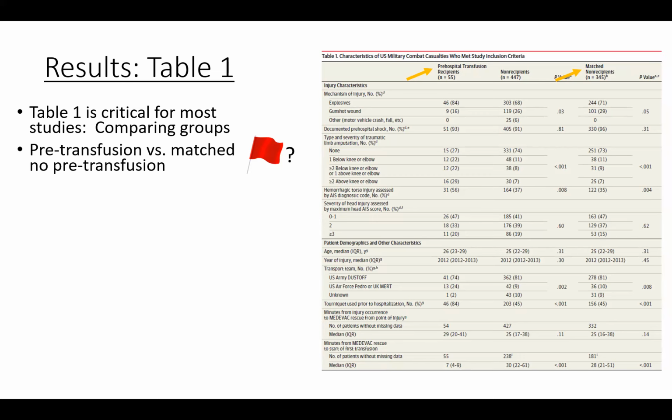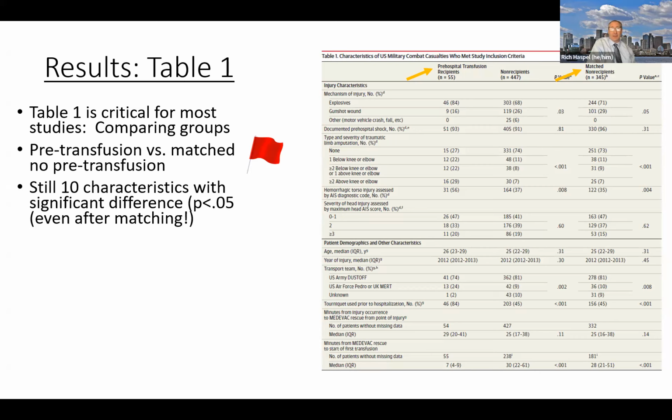People are scanning through table one and looking for things. That's good. And again, we're not keeping score, even if you don't get what I'm getting at. So time to medevac was flagged as a difference between the two arms. And I think that is the key difference, the key thing I'm trying to get at here, not even at that level. Amputation. There were 10 characteristics with significant differences, even after matching.